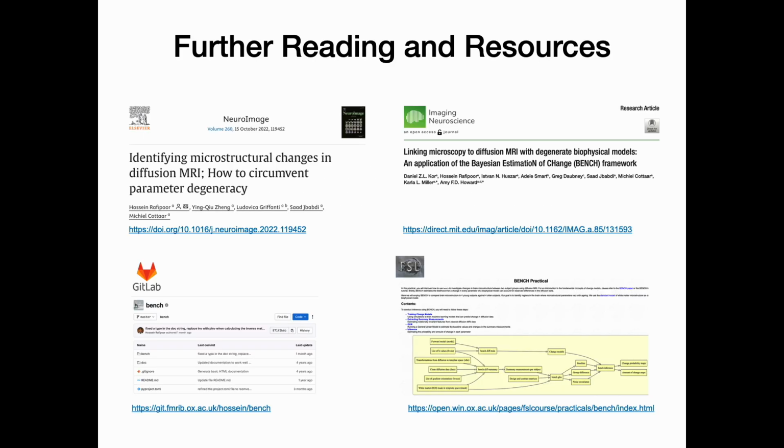To finish, here are some more resources if you would like to explore Bench further. On the left is our NeuroImage paper where we first introduced the method and it has all the details. And on the right, there is a more recent application paper in Imaging Neuroscience that tries to link microscopy to diffusion MRI using Bench on extended biophysical models. The Bench code is openly available on GitLab, and you can also find the step-by-step practical as a part of the FSL course material. Together, these resources provide both theoretical background and hands-on guidance for applying Bench to your own data.